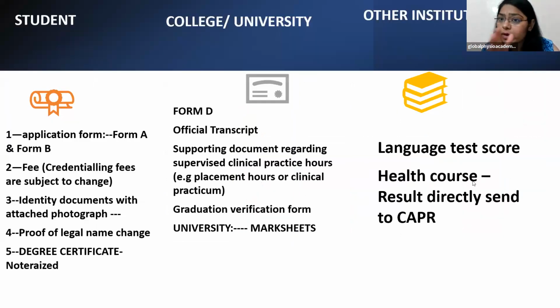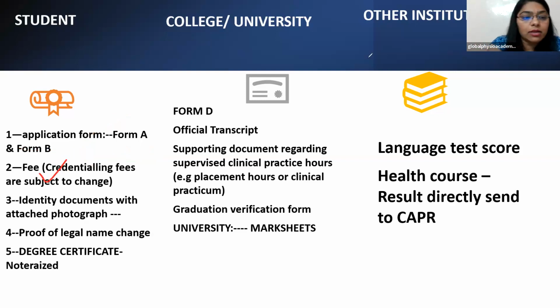So now let's go through one more time. Student Form A, and Form B is identity documentation. Before it was Form B, but now it is not there, so exclude this. Form B is a checklist, okay? So Form B is a checklist. Form A, whatever I say, so two forms.